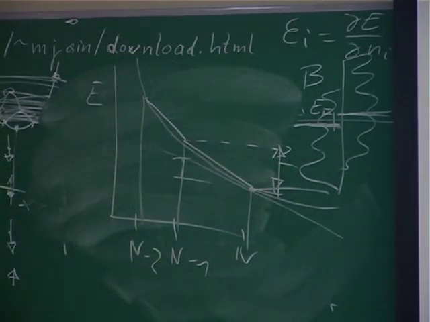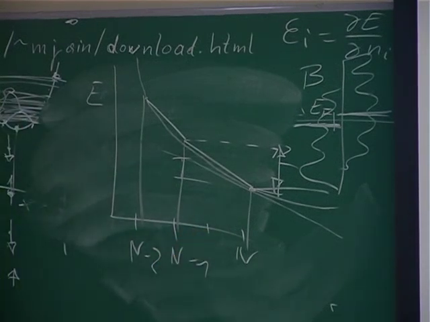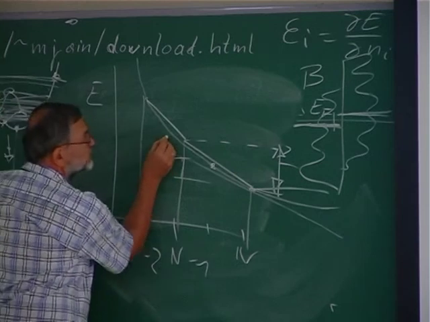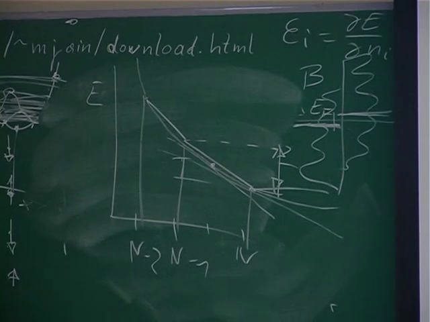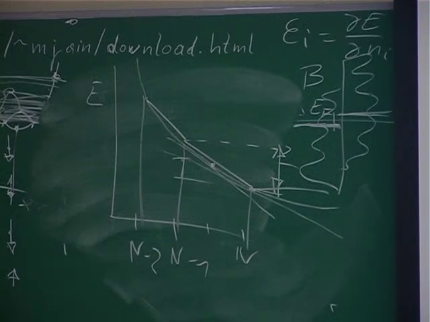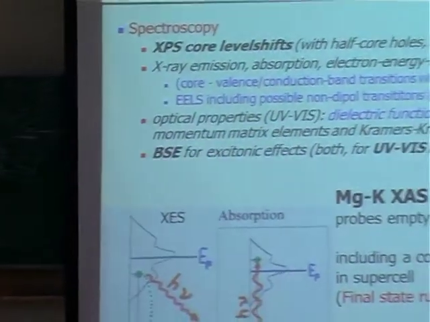So Slater realized this situation and said, let's make a trick. Let's make half a core hole and calculate the eigenvalue at this position. That is the slope here. And this slope is nearly perfect. Of course, not exact, but it's a very, very good approximation. And it's a very cheap method to calculate core levels in solids. You can do X-ray emission, absorption, and electron energy loss spectroscopy. And just one plot here.